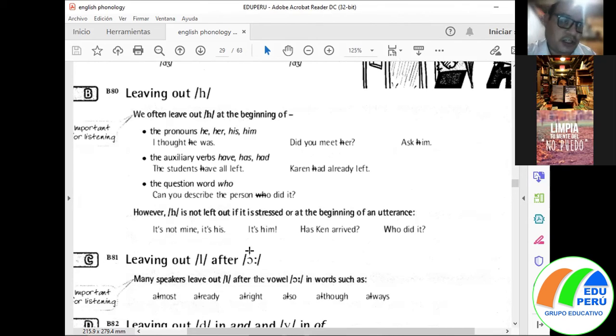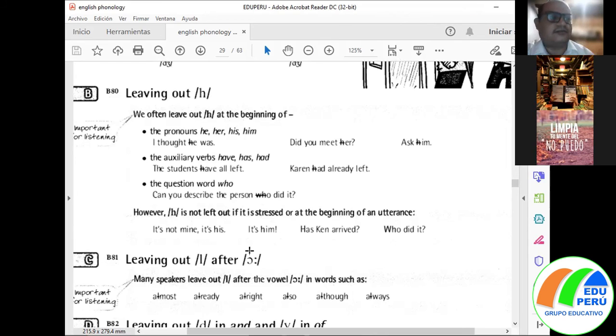The other: "Did you meet her?" It's okay, it's perfect. Your pronunciation is okay. But now change it: "Did you meet her?" Notice "did you" becomes "didja." "Did you meet her?" And the last one, "ask him." This is normal. Naturally: "Ask him."